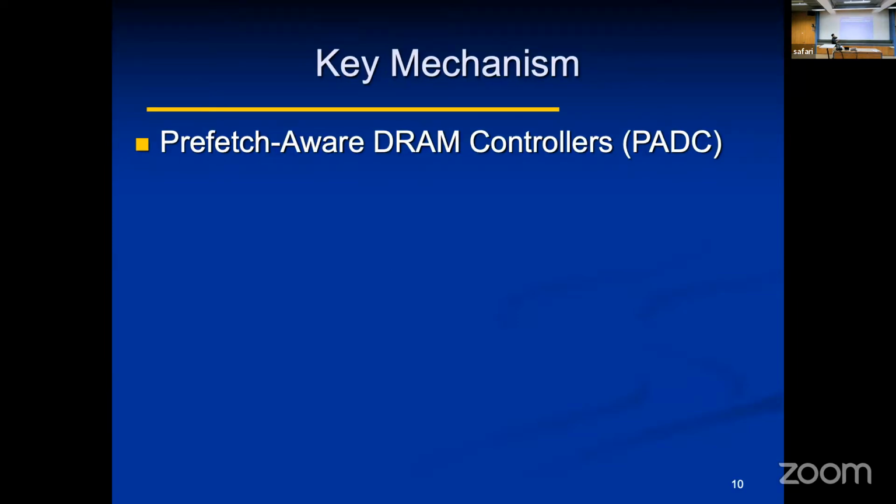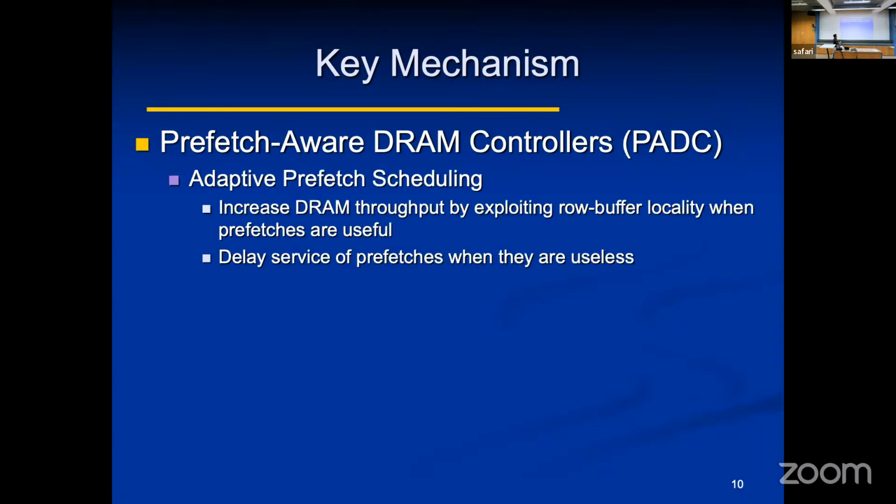The key idea, or the key mechanism, of this work is what they call prefetch-aware DRAM controllers. It is composed of two techniques. The first is adaptive prefetch scheduling: as the name suggests, we are going to schedule the memory requests based on some priority. The whole goal is to increase the DRAM throughput by exploiting row buffer locality when the prefetches are useful. That's the key part. You add some dynamism, and that dynamic behavior kicks in based on system-level feedback, for example, how accurate my prefetcher is.